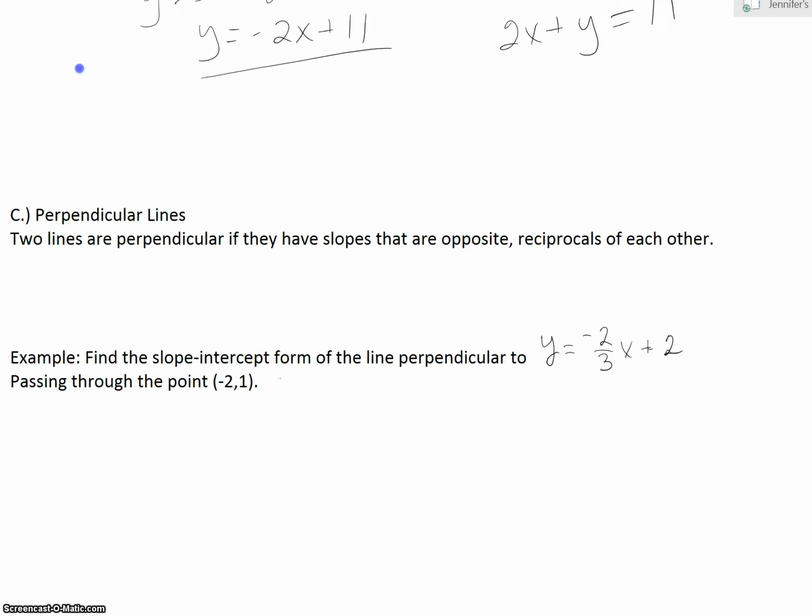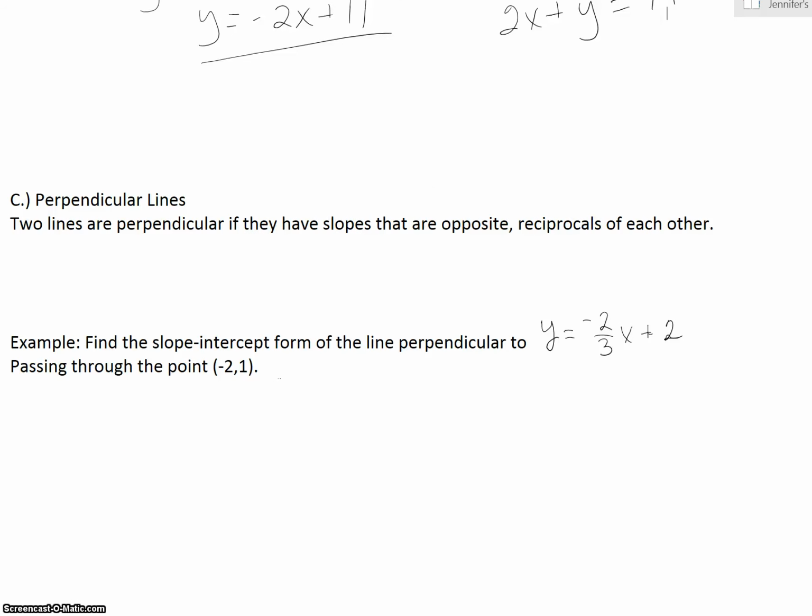All right, so let's review perpendicular lines. Two lines are perpendicular if they have slopes that are opposites and reciprocals of each other. So let's look at that. What if I gave you a line that had a slope of 1/4 x, and I asked you to find a line that was perpendicular? Well, it's perpendicular if you take the slope, here 1/4, and you find the opposite. That means change the sign. So since this one's positive, my slope is going to be negative.